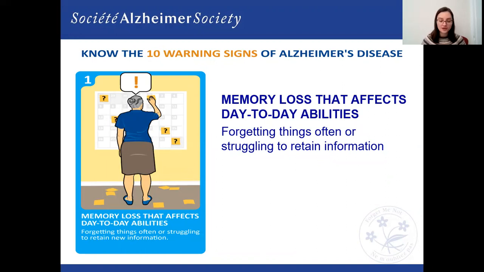So it's normal to occasionally forget an appointment, a colleague's name, or a friend's phone number, only to remember them a short while later. However, a person living with dementia may forget things more often or may have difficulty recalling information that has recently been learned.